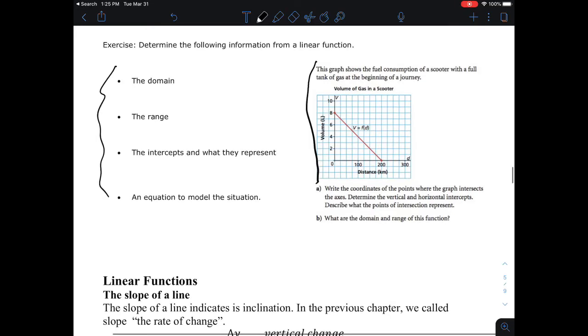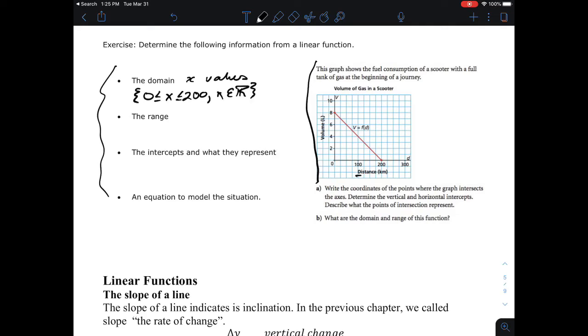So domain is the x values. I'm looking at the x-axis. And this graph goes from 0 to 200. So I'm going to record that. X is between 0 and 200, and x is an element of real numbers. Instead of using an x, I could use maybe a d for distance as well.